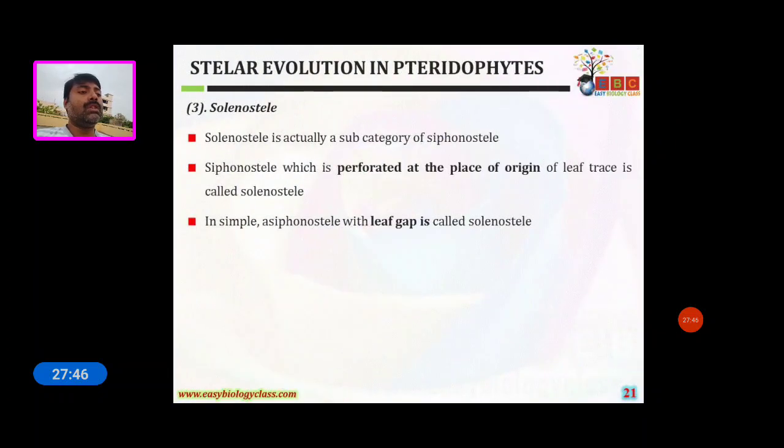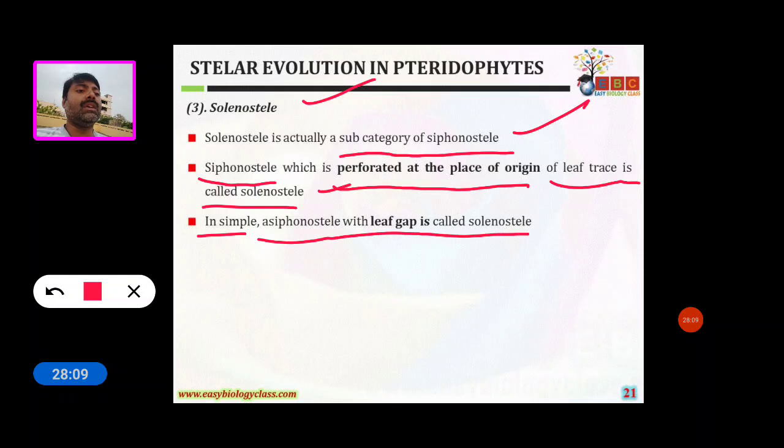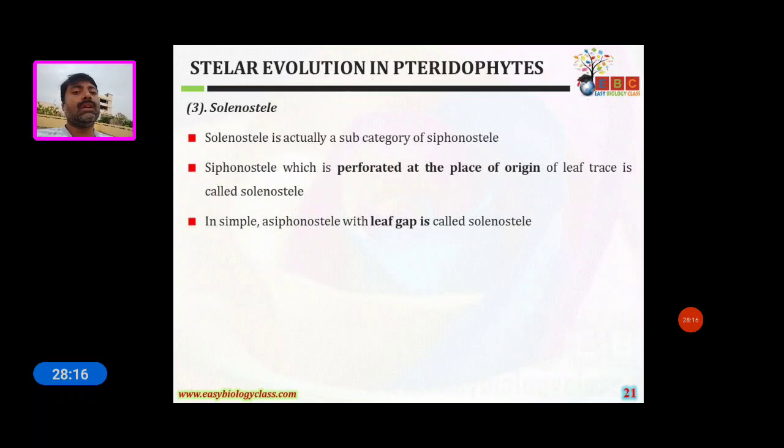Next one is the solenostele. Solenostele is a subcategory of siphonostele. A siphonostele which is perforated at the place of origin of the leaf traces is called solenostele. In that stele, a simple siphonostele with leaf gap is called solenostele. Now see the solenostele.